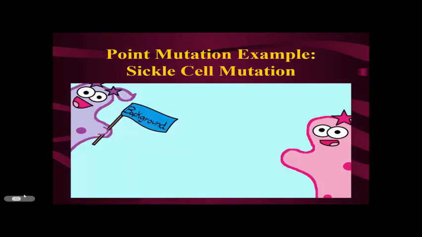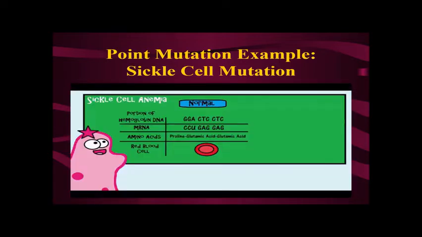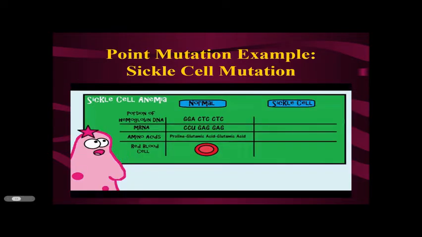An example of a point mutation that affects humans is sickle cell mutation. And you can watch this animation to get more information about sickle cell and the mutation that leads to it.